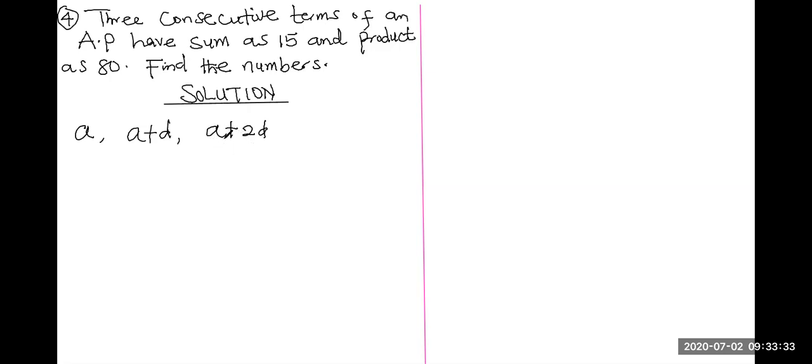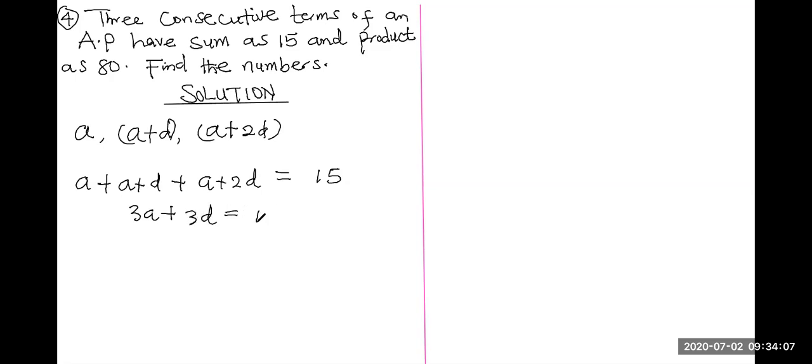You say they have their sum as 15. These are the terms of the sequence of the AP, so we now have their sum. That implies that the first one plus the second one, A plus D, plus the third one, A plus 2D, is equal to 15. A plus A plus A is 3A, and D plus 2D is 3D, so we have 3A plus 3D equals 15.